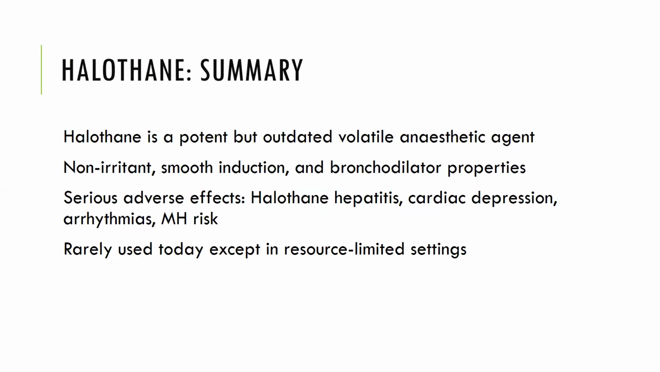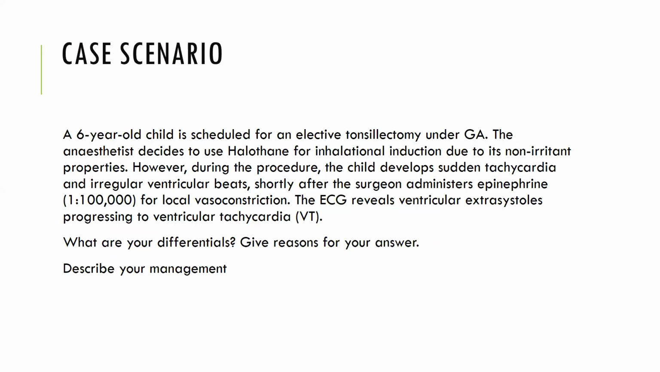All right. Okay, so if you see this question: a 6-year-old child is scheduled for an elective tonsillectomy under GA. The anesthetist decides to use halothane for inhalational induction due to its non-irritant properties, correct? However, during the procedure, the child suddenly develops tachycardia and irregular ventricular beats shortly after the surgeon administered epinephrine at a dilution of 1 in 100,000. The ECG reveals ventricular extrasystoles progressing to ventricular tachycardia. So, what are your differentials? We've mentioned this before. Is it only one?